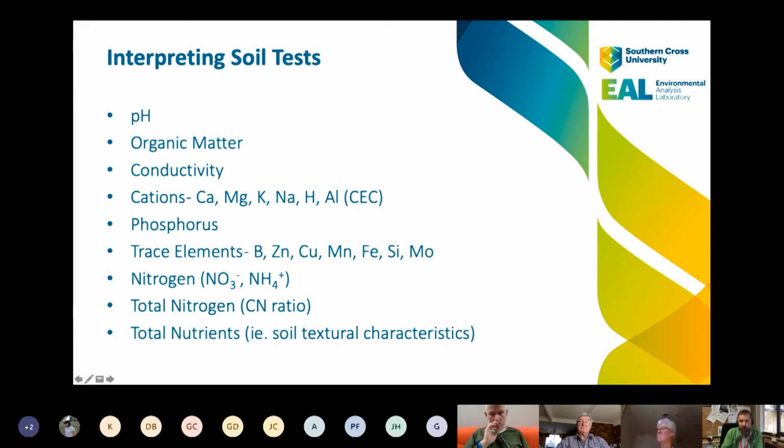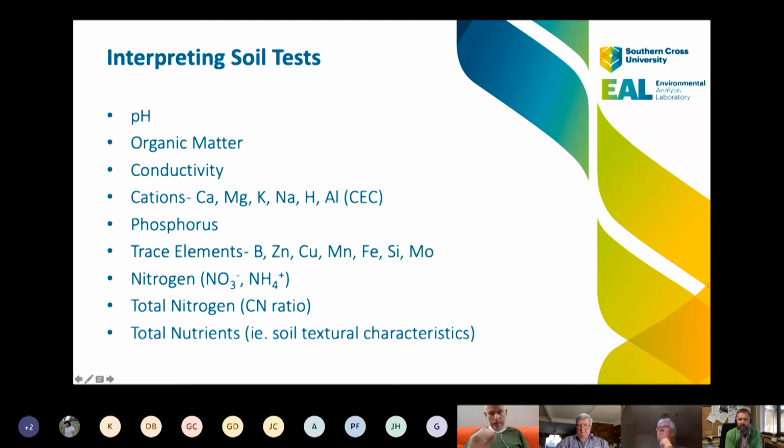Your nitrate and ammonia, there's a lot of labs that don't even look at your ammonia, but a lot of those elements, there's a whole lot of chemical and biological reactions that can convert one to the other. So if you've got really low nitrate, but you've got some elevated ammonia, then you can have biological processes converting that into readily available nitrate.